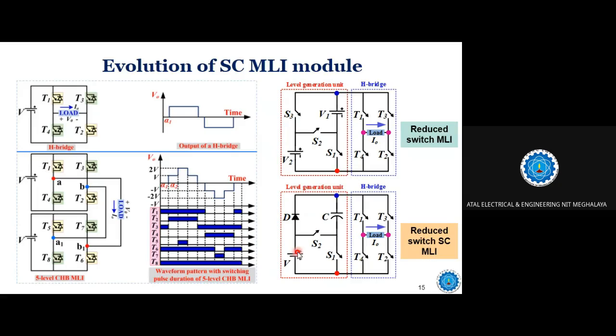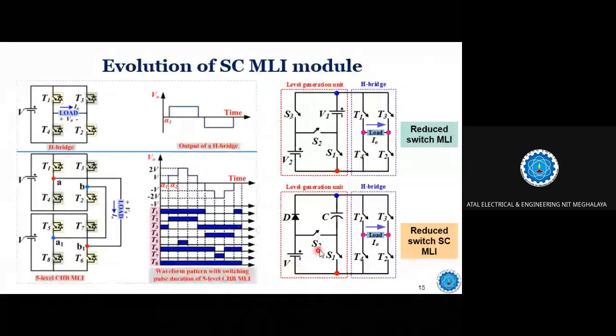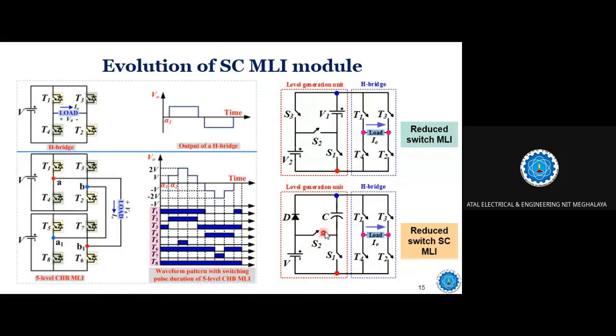So when switch S2 is turned on, current will flow through the capacitor and through T1, T2. So what will happen? The output voltage at that time will be V plus the capacitor voltage, that is V again, so 2V. So we are generating two steps at the output, that is clear, and also using a single switch.